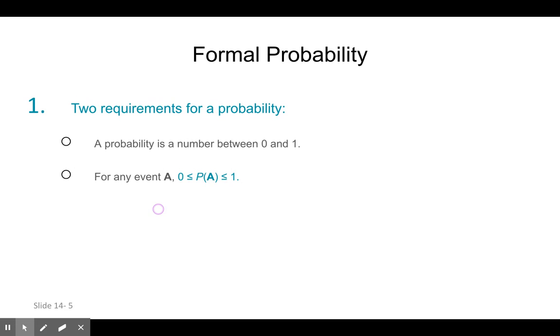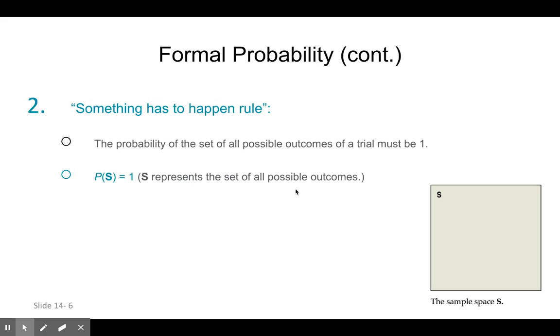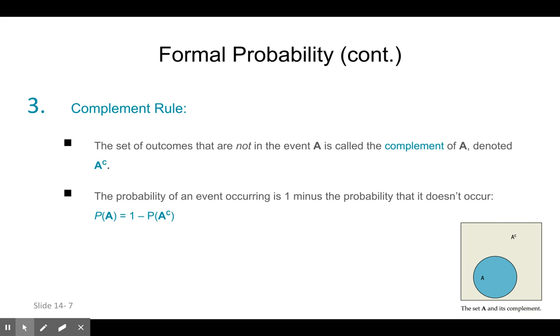Some of this is just notation-wise. Like I said, probabilities are 0 to 1. We need to get used to using the P with the parentheses for the probability of something, right? Probability of A. We've used it a little bit already, so hopefully you're used to that by now. We talk about sample spaces representing everything. This is just old stuff.